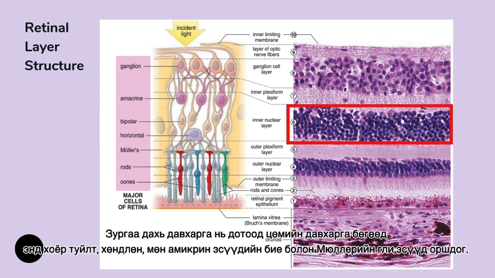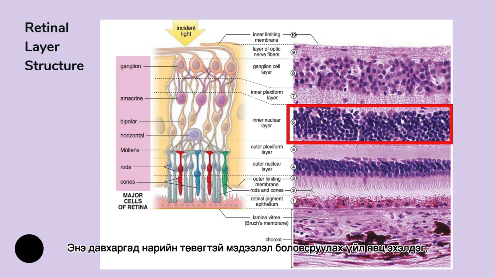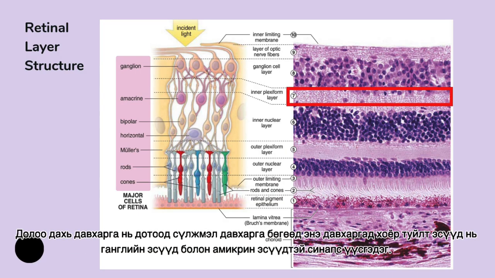The sixth layer is the inner nuclear layer. It contains the cell bodies of bipolar, horizontal, and amacrine cells, along with Muller glial cells. It is where complex signal processing begins. The seventh layer is the inner plexiform layer.